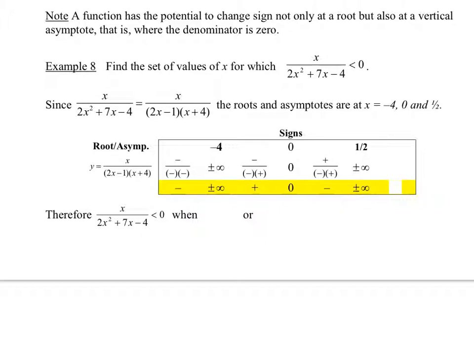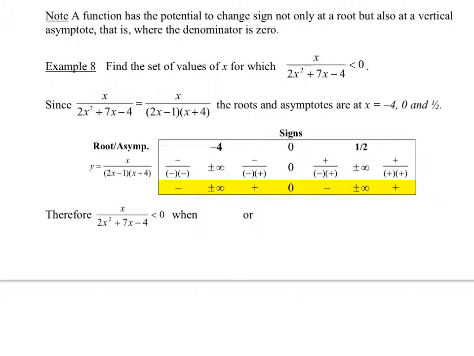And then to the right of a half, somewhere over here, for example, choose x equals 1. We're going to have positive on the top. X equals 1 is positive. 2 times 1 minus 1 is going to be positive. 1 plus 4 is going to be positive. So it's positive, positive, positive. That gives us a positive over 2 positives, which gives us a positive.